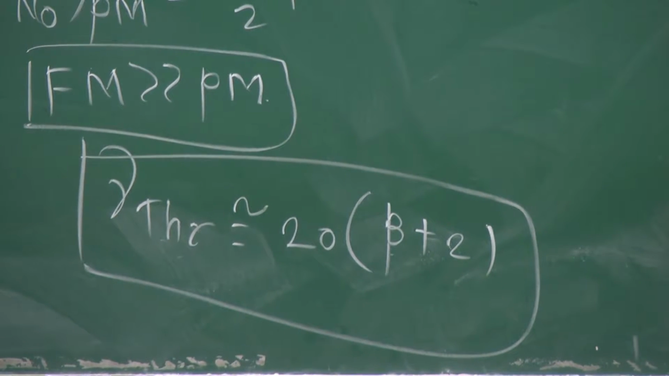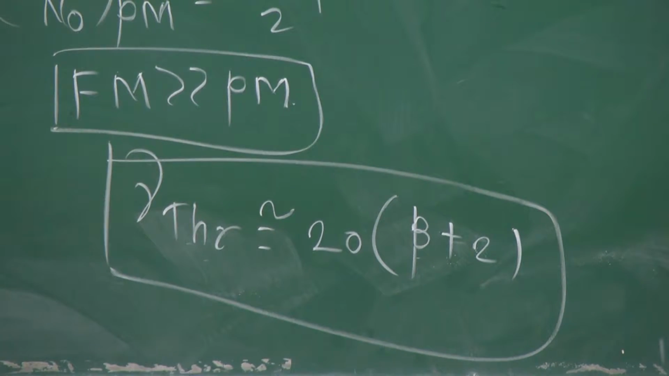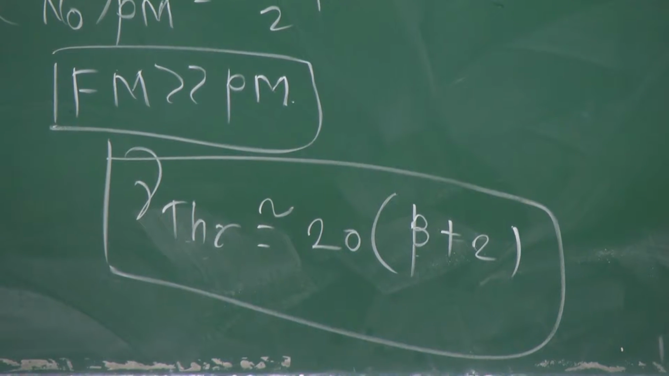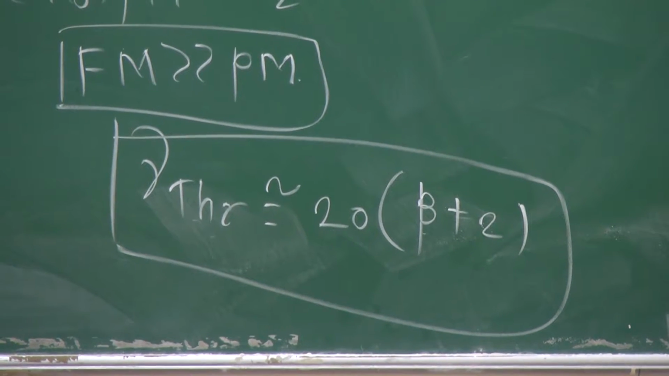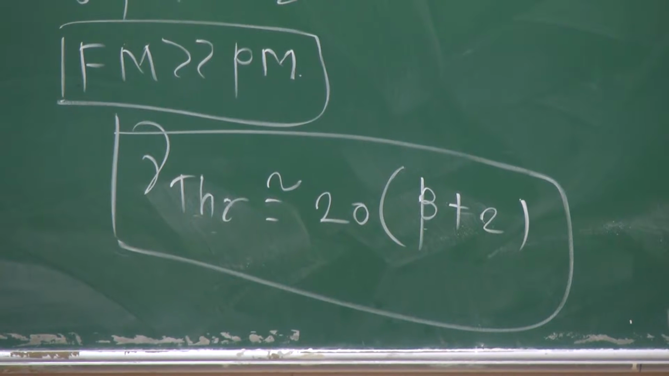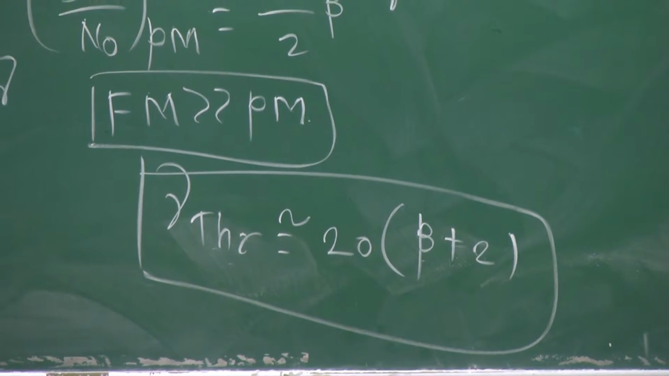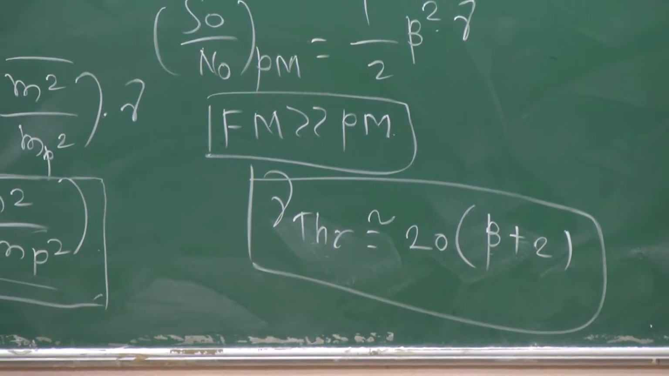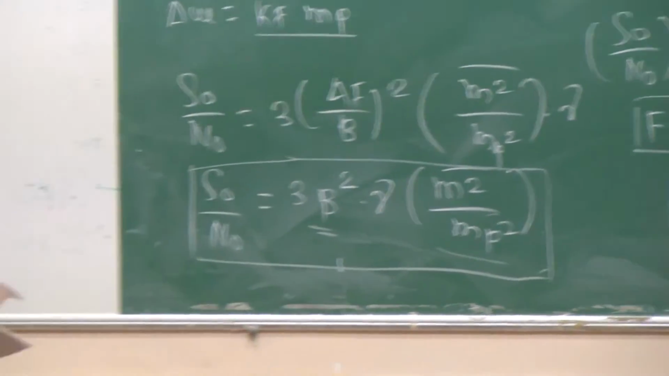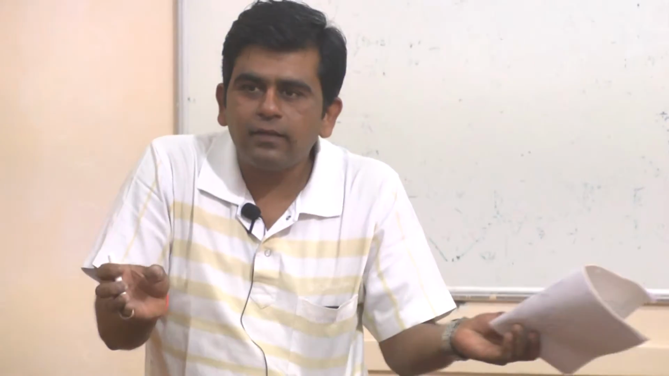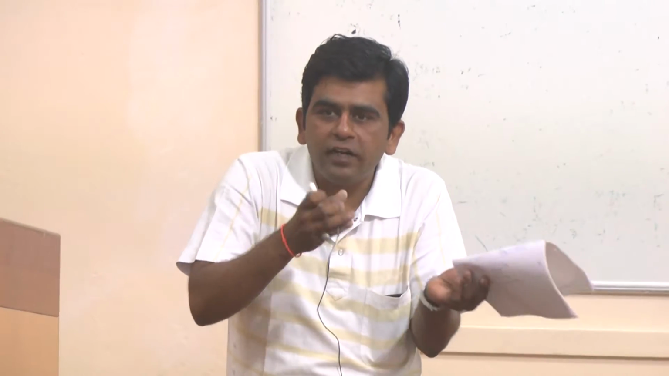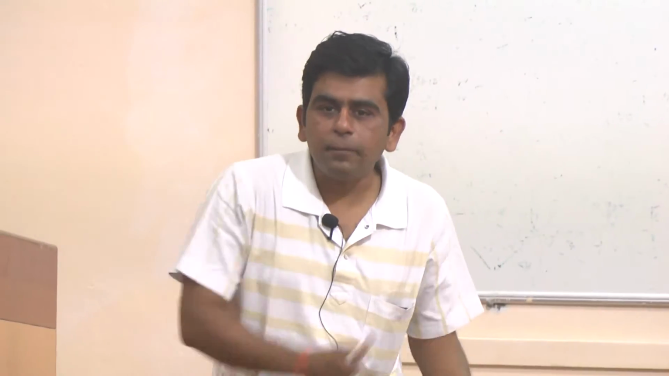Gamma threshold for an angle modulated system is equal to 20 times (beta plus 2). That means this threshold value depends on beta, and beta is related to your bandwidth. As we increase the bandwidth, this threshold point also increases. That means it is shifted.